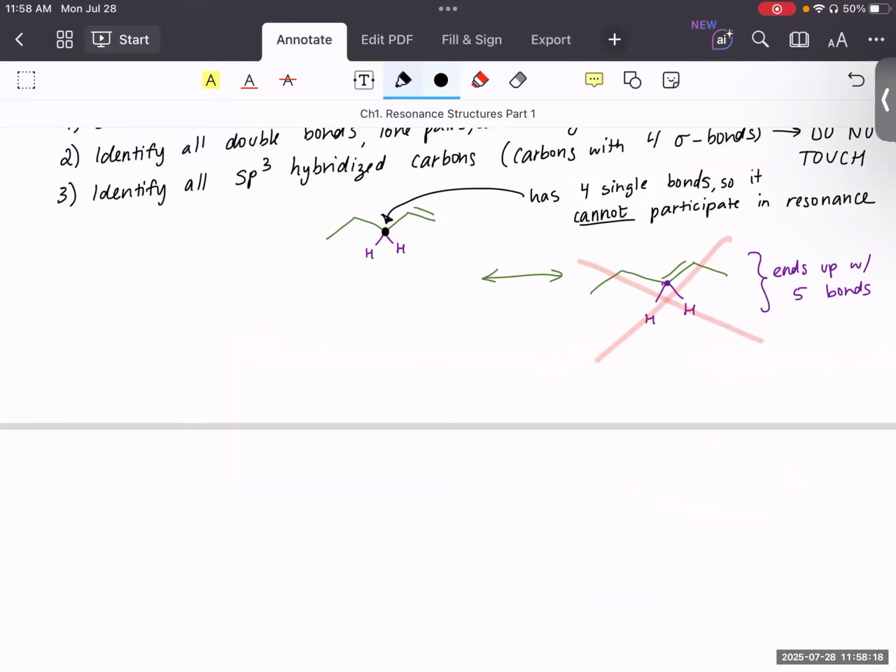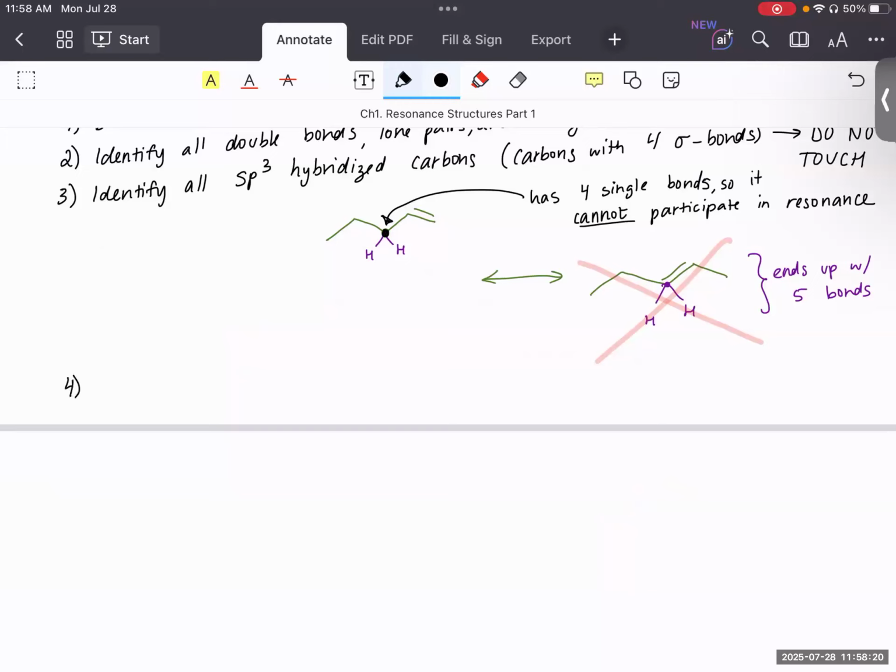All right, the fourth tip I have is arrows should always start at a double bond or lone pair. So arrows are always drawn from where the electrons started to where they ended up. So they should always start at where you have electrons, which could either be in a double bond or it could be a lone pair.